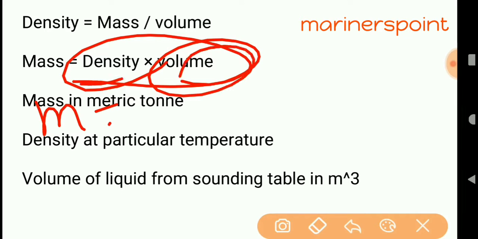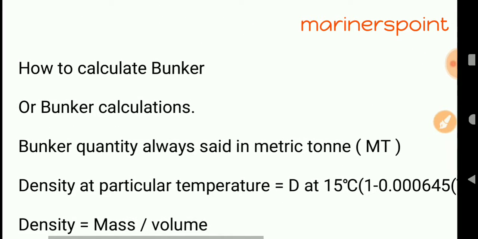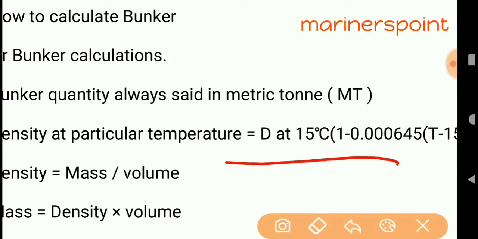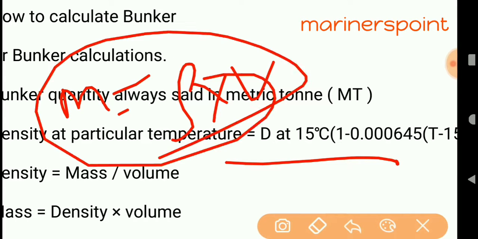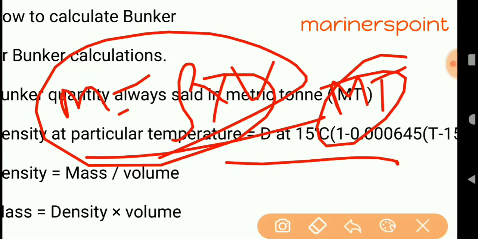Volume you get. Now density: in the bunker notes, density at 15 degrees Celsius is given. If density at some different temperature is given, then use this formula, then you will get density at that particular temperature, and then use the formula mass is equal to density into volume, then you will get the value in metric ton. Okay, this is the process of calculating how much fuel is in your tank.